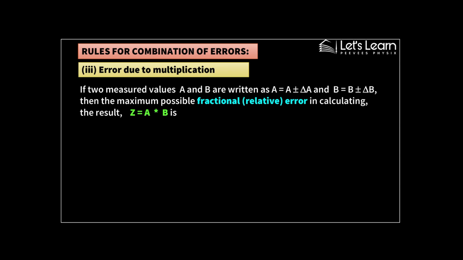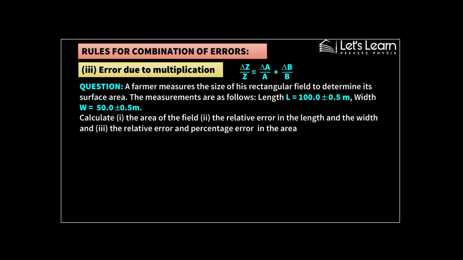In case of multiplication, we add fractional errors, not the absolute errors. Look at the rule. Fractional error in your result equals fractional error in your first measurement plus the fractional error in the second measurement. And once you get it, times 100 will give you the percentage error. Same rule applicable for division. Let's do a question on multiplication.